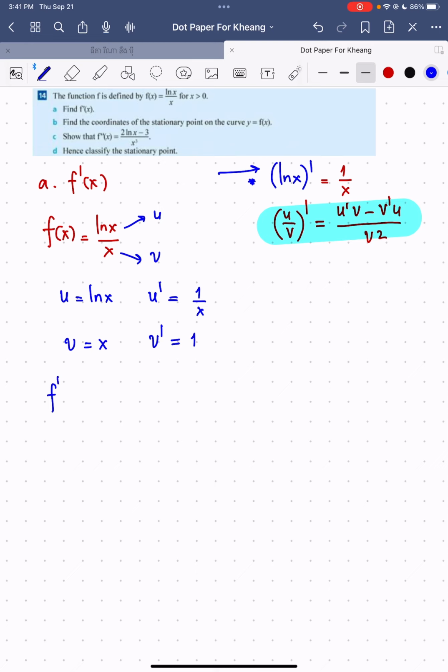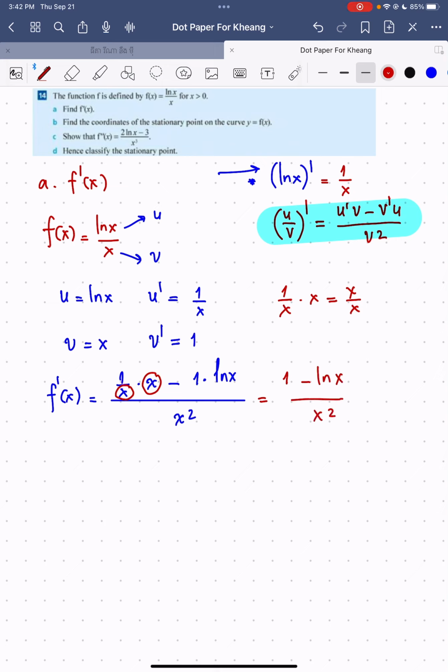And then f prime x will be 1 over x, that is u prime, times v, which is x, minus v prime times u, which is 1 times ln x, over v squared, so that will be x squared. Then x and x here can be simplified, because 1 over x times x is x over x, and that will be 1. So 1 minus ln x over x squared. So here f prime x is equal to 1 minus ln x over x squared.